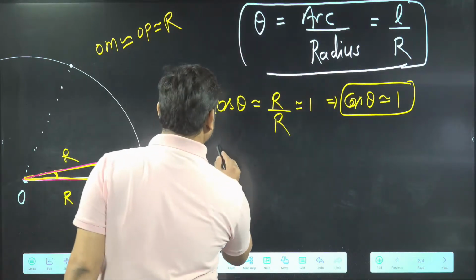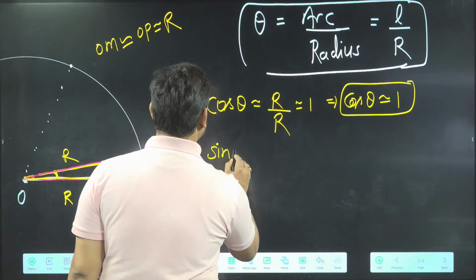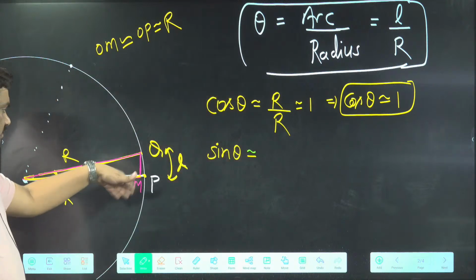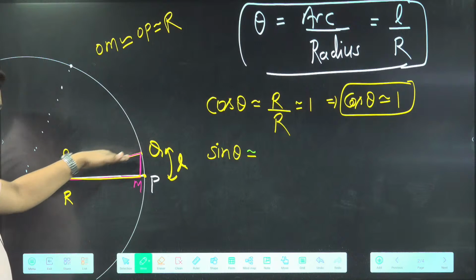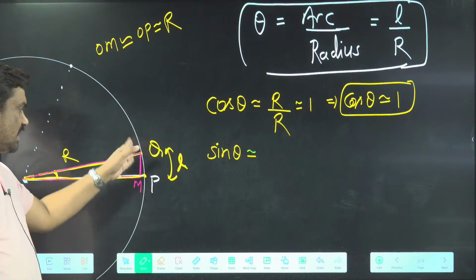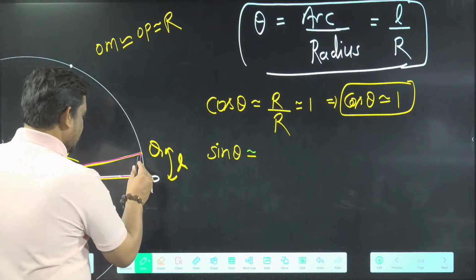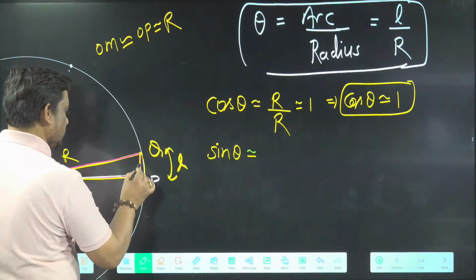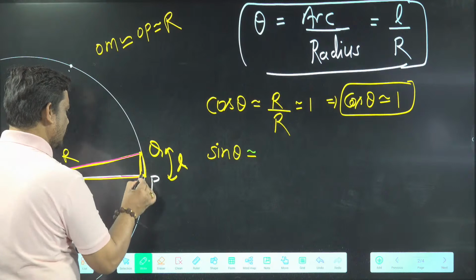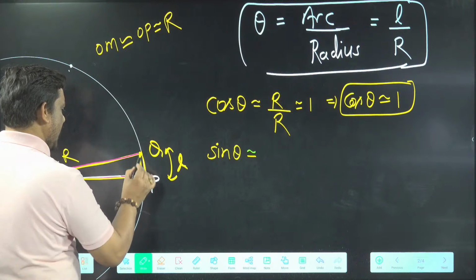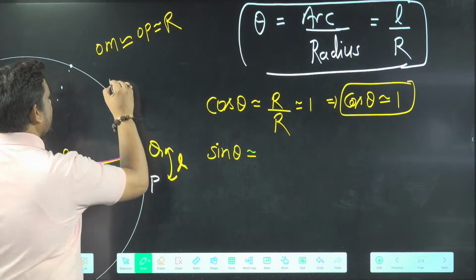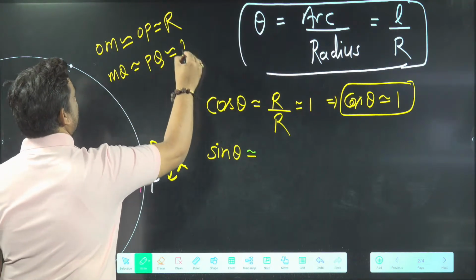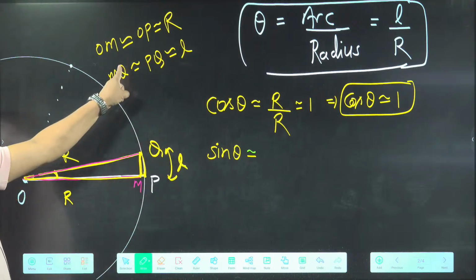If I say sine theta, that is basically opposite, means perpendicular, divided by H. So here if the angle is small, this one and this one are also the same. These two appear to be almost the same. Means here I can say MQ is the same as PQ, and that is equal to L. I hope no objection here.